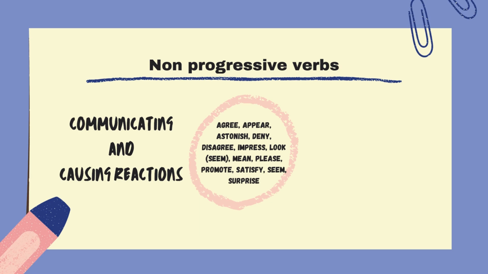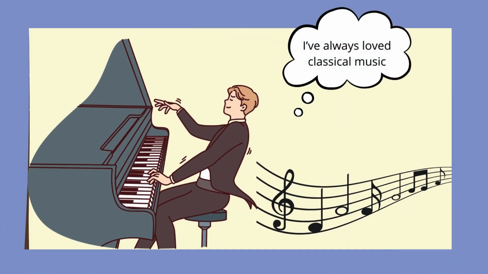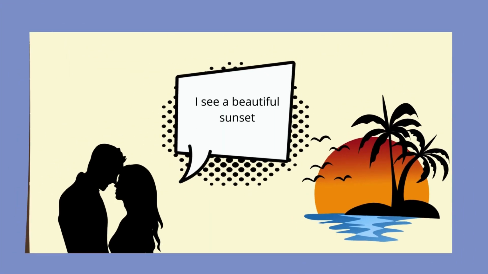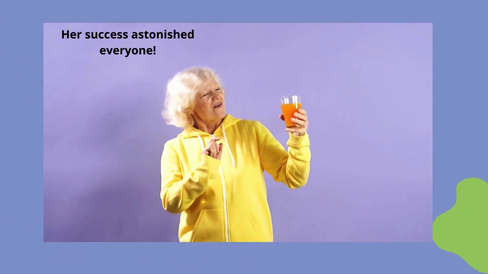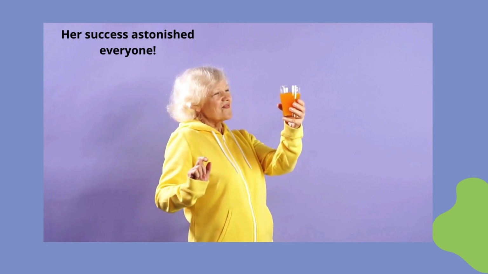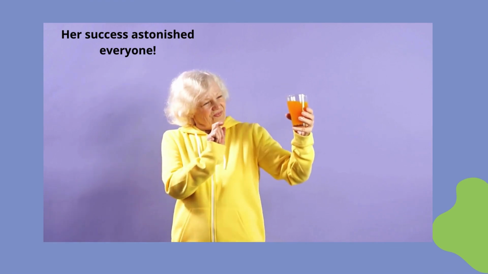progressing action. Now let's look at some examples to clarify this distinction. I've always loved classical music. This sentence shows mental and emotional state. I see a beautiful sunset. Now, here the senses are involved. Her success astonished everyone. We have a cause and reaction.